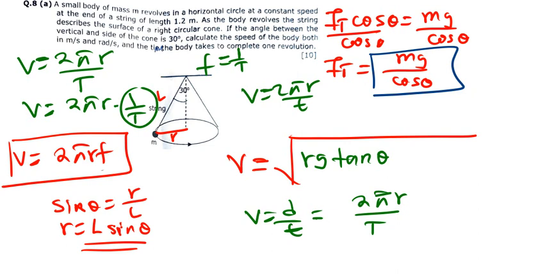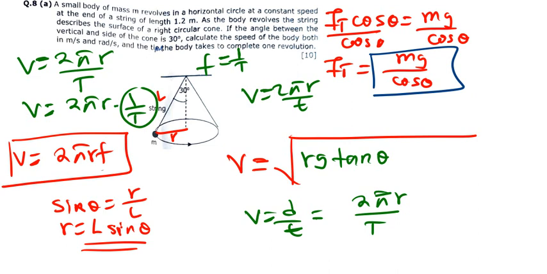And the time the body takes to complete one revolution. Have you seen now? That is the period. The time it takes to complete one revolution, that's the period. So they're asking us to find the angular speed, or angular velocity, linear velocity, and the time it takes to complete one revolution. The time it takes to complete one revolution is the same as the time it takes to complete one cycle, which is the period in this case.